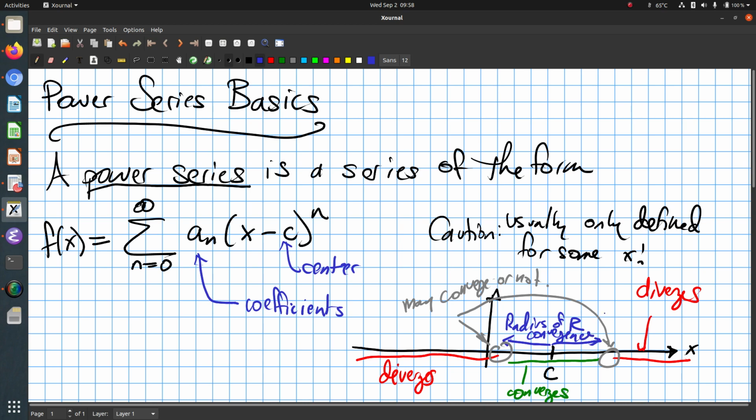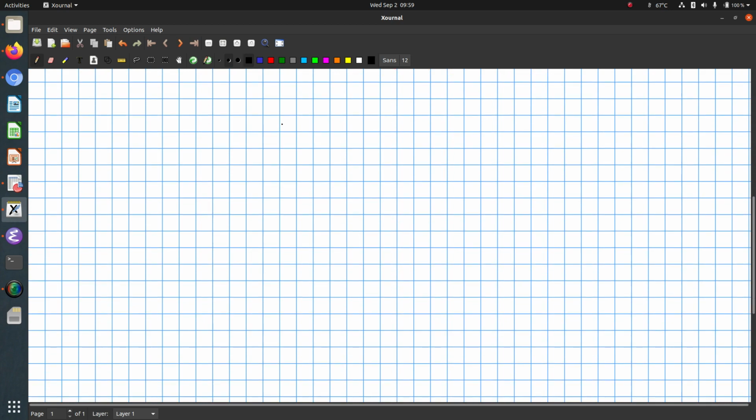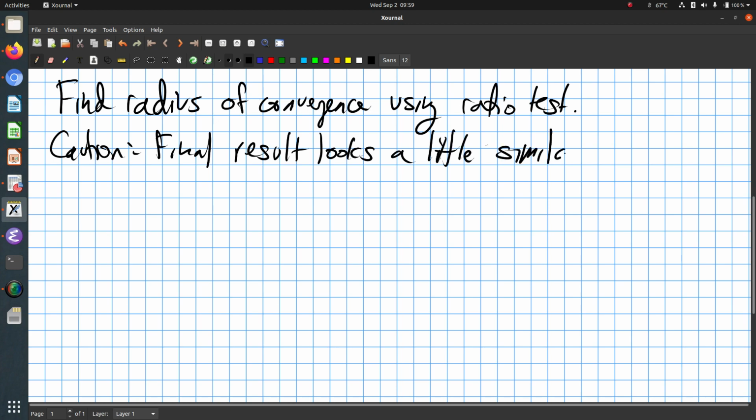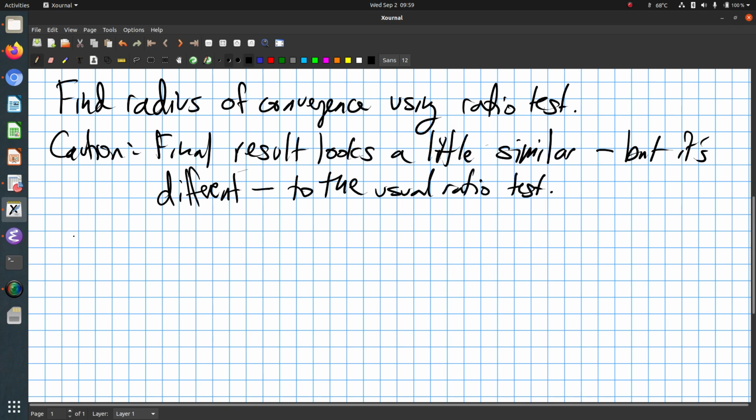Okay, and you might ask, well, how do I find the radius of convergence? Well, the general way that you find the radius of convergence is the ratio test. It's everyone's favorite series convergence test. So you find the radius of convergence using the ratio test. The caution here is the final result looks a little similar, but it's different to the usual ratio test. So be careful. Okay, so let me show you what that looks like.